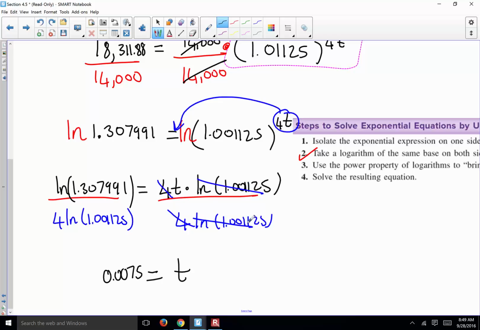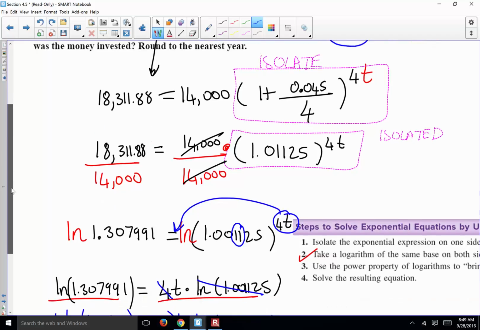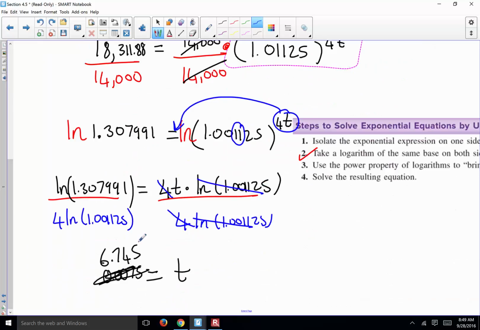Are we sure this is double 1 or 1, 2, 2? 6.745. This makes more sense. You need at least 6 years. And please also double check if we have double 1 here. Is it single or double? When did we get that number? 1 plus 0.045 over 4. Yeah, I think it's double 1. Yeah, we're good with this number.